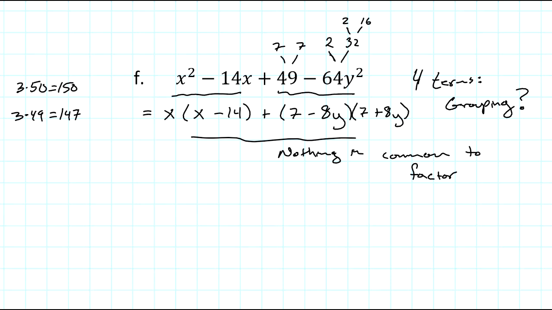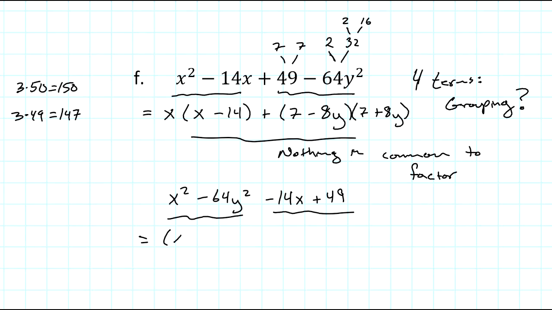What if I just tried rearranging this? If I have x squared minus 64y squared minus 14x plus 49, just to see if anything interesting happens. If I group these two and these two, so all I've done is moved the terms around, the minus 64y squared and the minus 14x and the 49. I just kind of shuffled them around there.